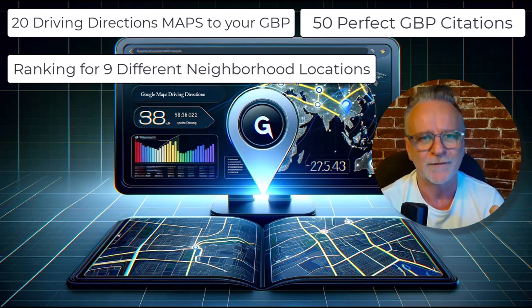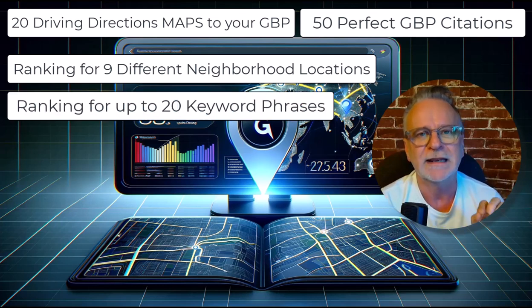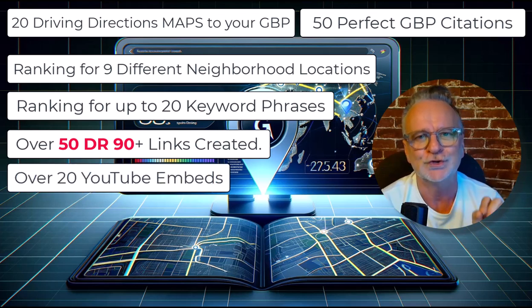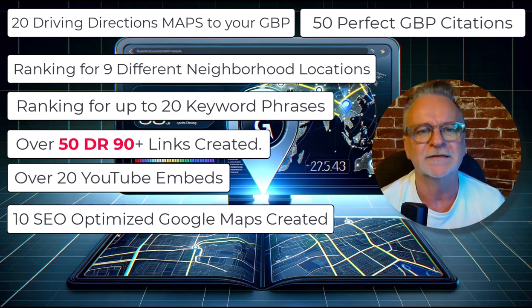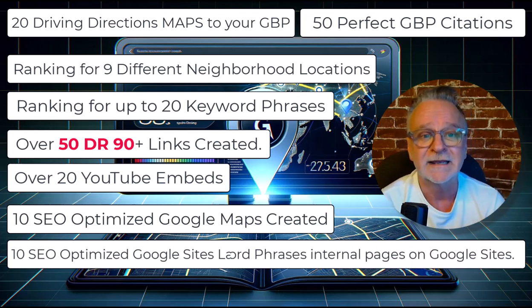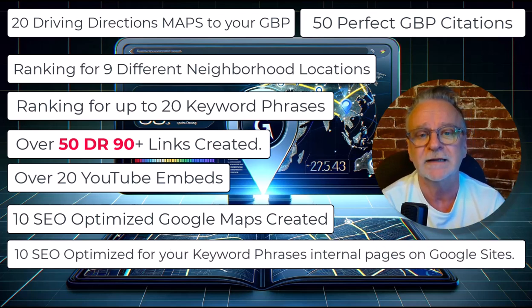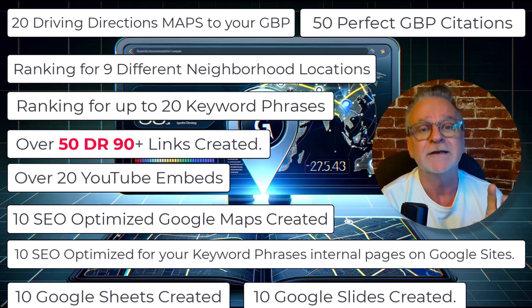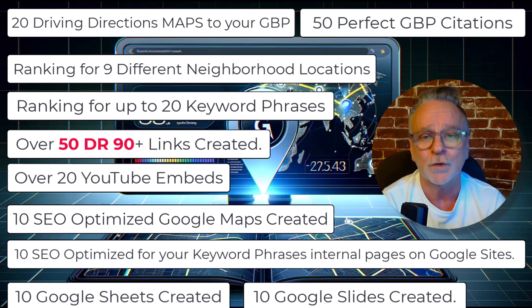Your Google Business Profile will rank in 9 different neighborhood locations, ranking for up to 20 keyword phrases related to your Google Business Profile, over 50 DR90 plus links, over 20 YouTube embeds, 10 SEO optimized Google Maps created, 10 SEO optimized driving maps created, 10 SEO optimized Google site landing pages created, each hosting embeds of the other content that you've created, 10 SEO optimized for your keyword phrase internal pages on Google sites, 10 Google Sheets created, 10 Google slides created with links to all the other content.